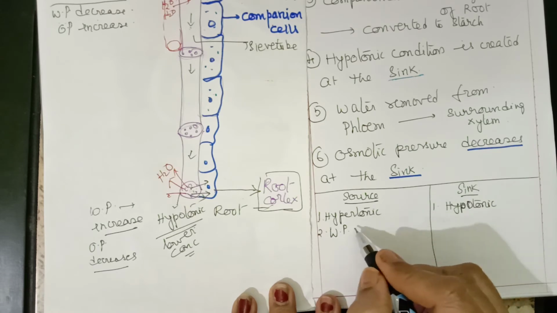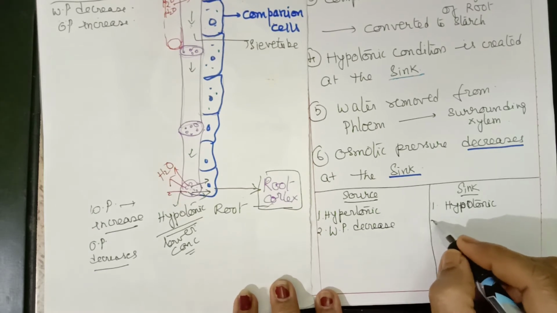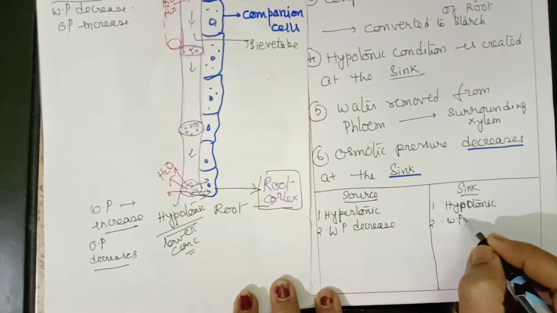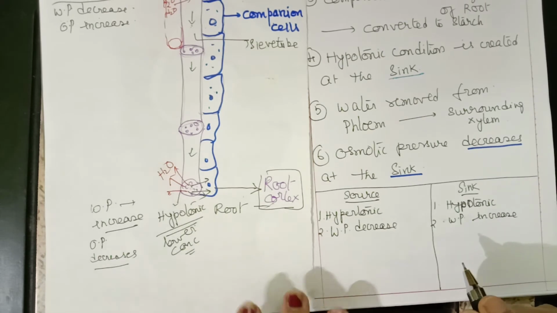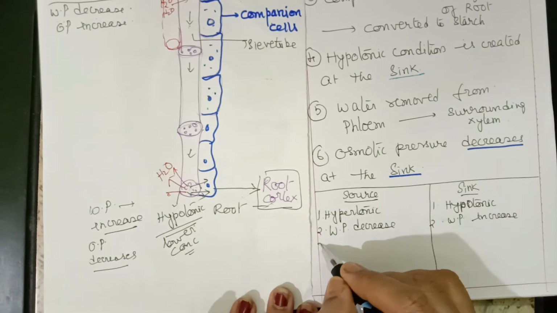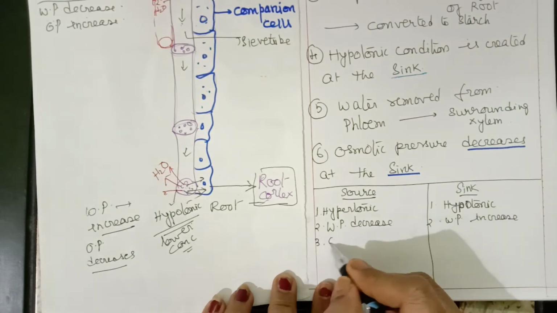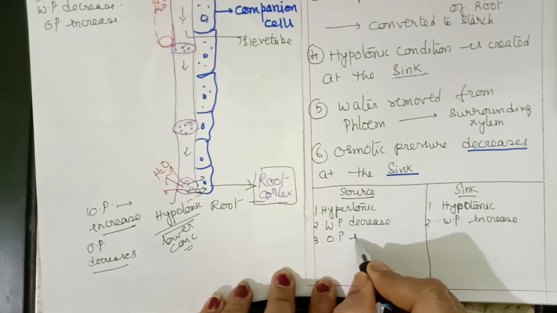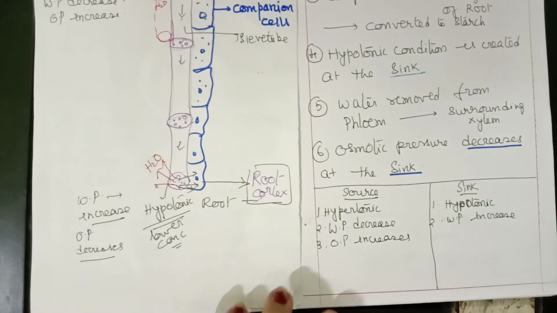Water potential at the source will decrease because of the hypertonic condition. It will decrease. Here, at the sink, water potential will increase. Then next, what happens? Osmotic pressure here increases. How does osmotic pressure increase? Due to entry of water.